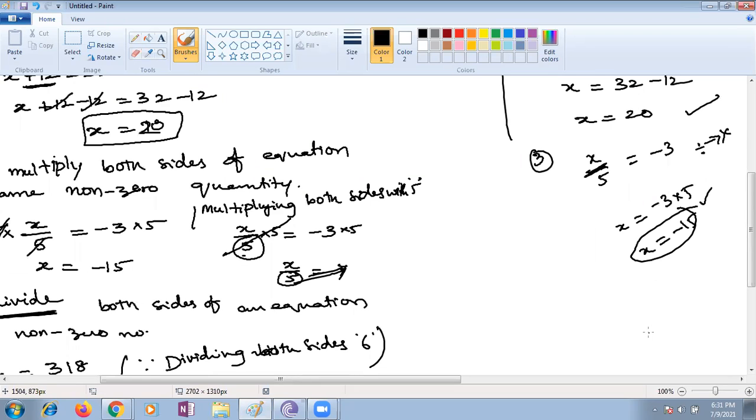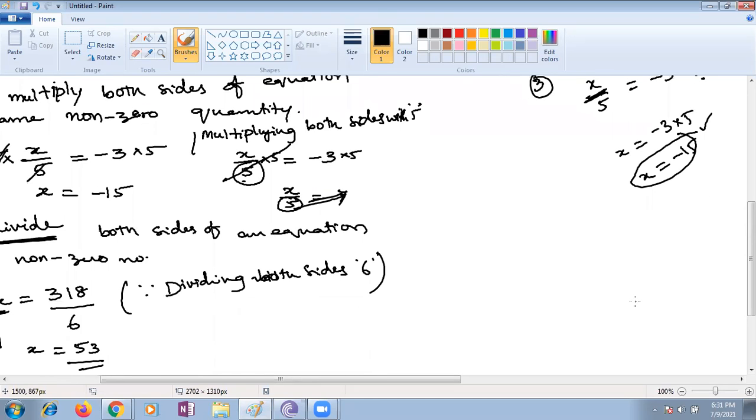And the last, but not least, 6x is equal to 318. Here 6 is multiplied on the left side. If you transpose it to the other side, multiplication becomes division, so the x value is 318 divided by 6. Here x is nothing but, 6 5s are 30, 6 3s are 18.